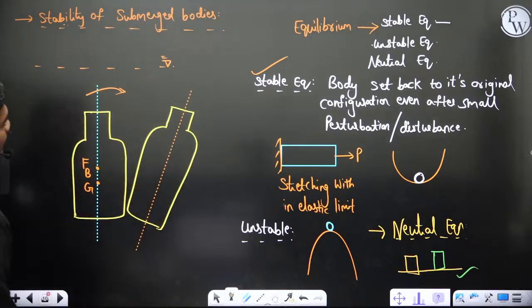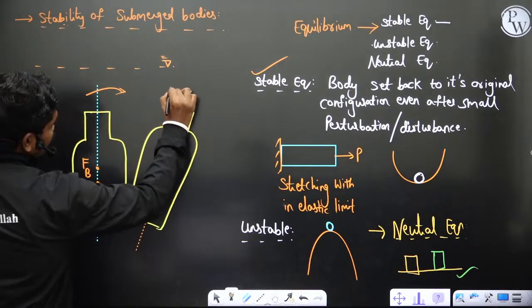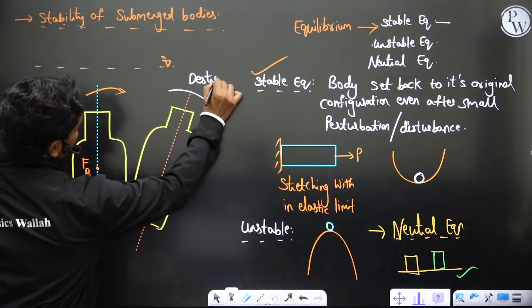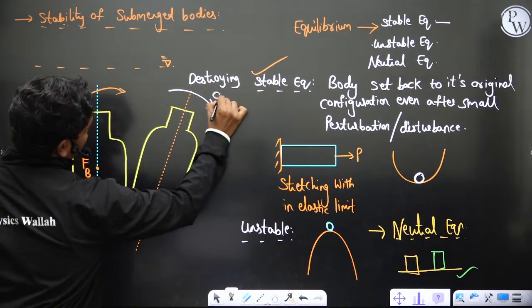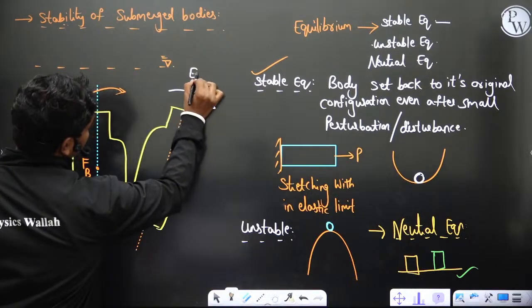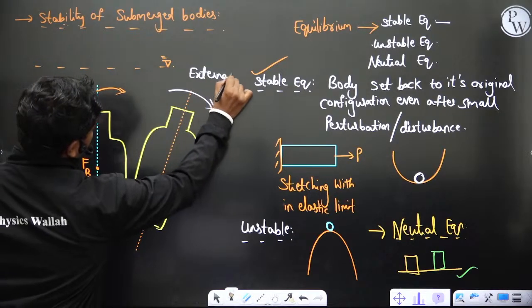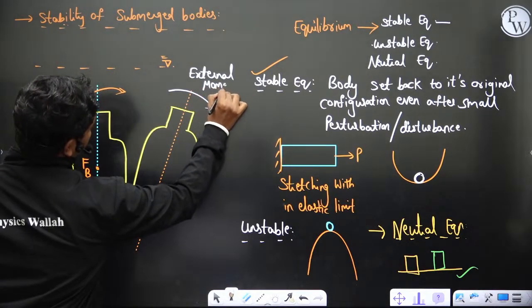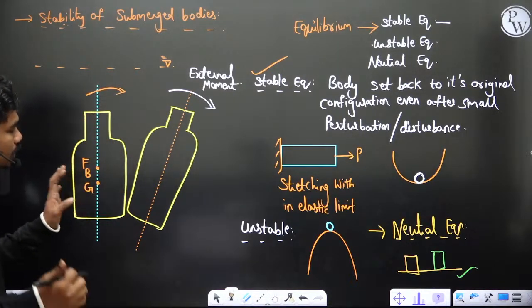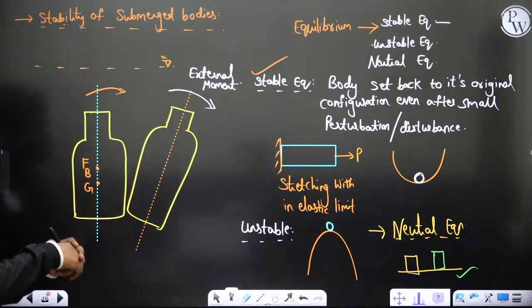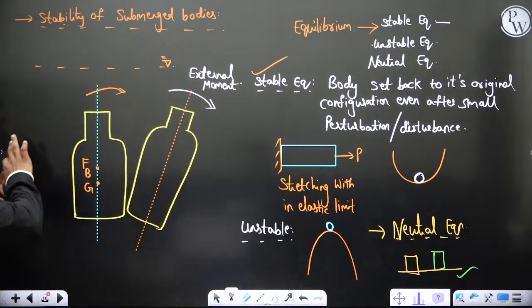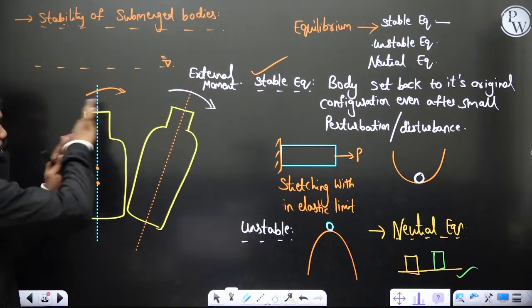Now tell me one thing, you are trying to disturb this body, so this is the disturbing couple, or external couple, external moment, we can say, for example, you are trying to rotate this body. Now let us suppose if there is a submarine and some wave has come, and in the deep ocean, of course the velocity of the wave is actually very small, but let us suppose because of some fluctuation, some pressure wave or something, it got tilted like this.